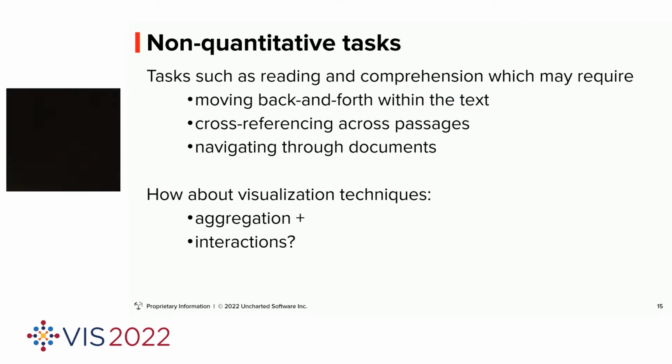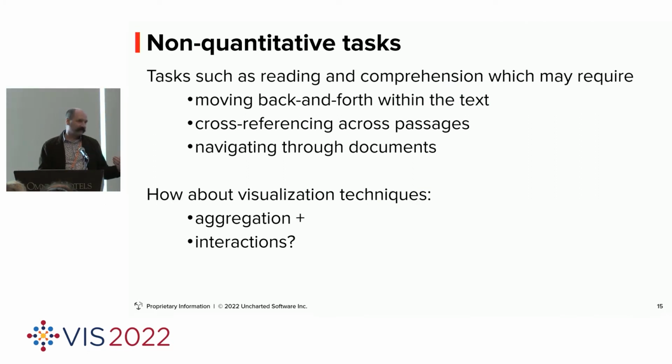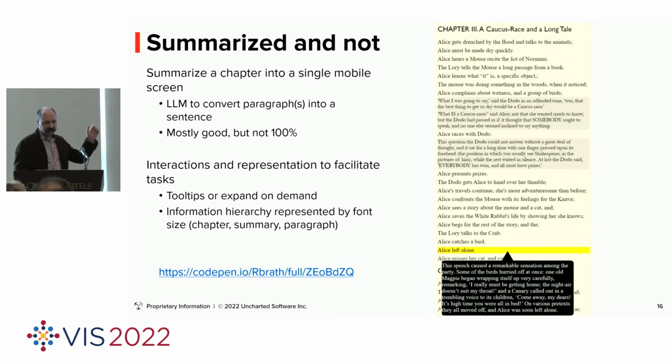And we might want to say, actually, there are a lot of non-quantitative tasks when we're working with text, right? In reading and comprehension, we might be interested in moving back and forth through text, cross-referencing earlier passages, working with navigation. And we could deal with some of those things using visualization techniques that we know, like aggregation and interaction. So here is a single chapter of Alice in Wonderland on a mobile device. I've used a large language model to convert every couple of paragraphs into a singular sentence. In this case, I used a model called Cohere, similar to GPT-3, using a few-shot technique to get these summary sentences.